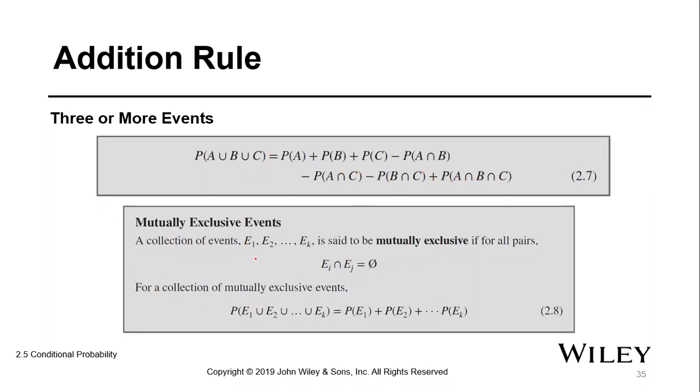In mutually exclusive events, if you have a bunch of events that are exclusive for all pairs and the intersection is a null set, then the probability of your union is the sum of the probabilities.